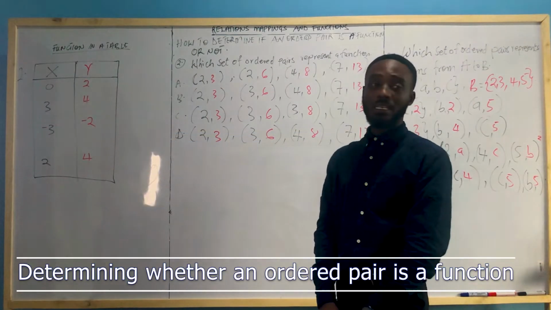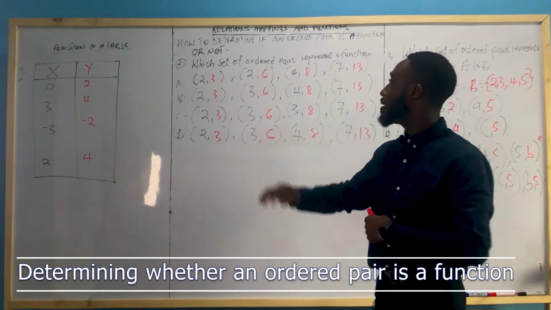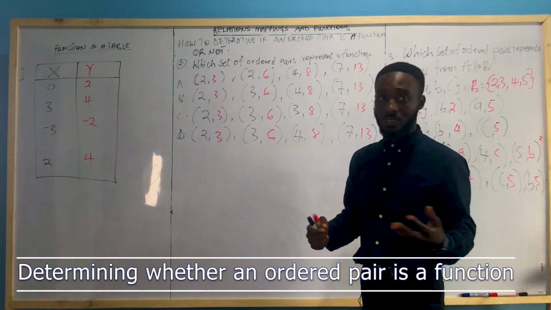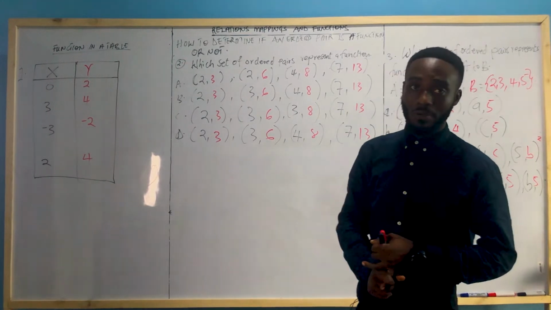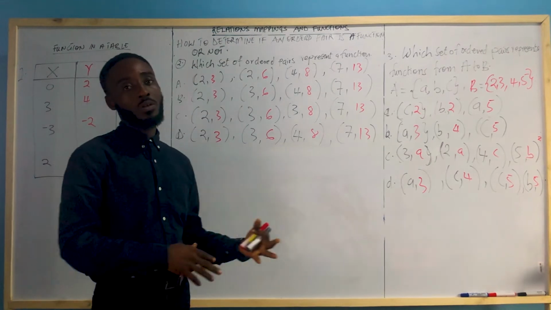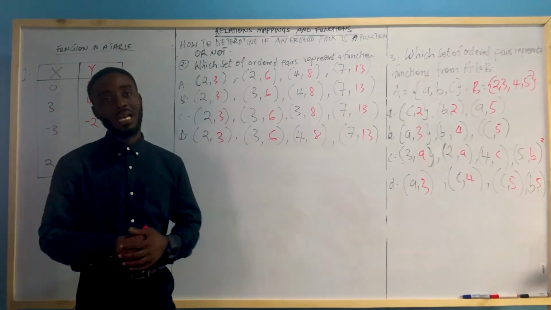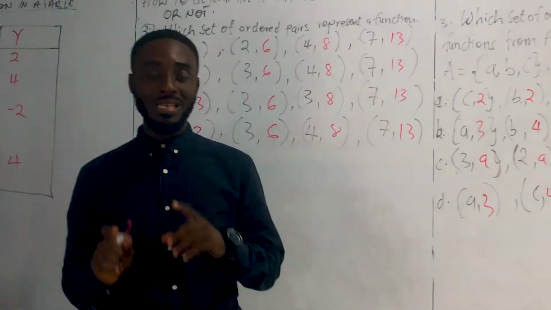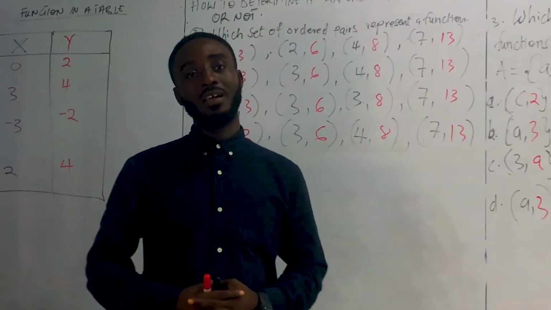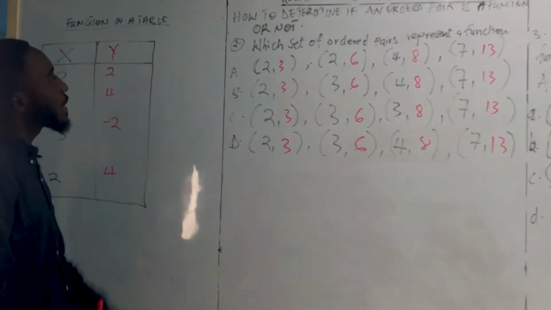Welcome to today's lesson. We want to see how to determine if an ordered pair is a function or not. We spoke about how graphs are determined to be functions or not using the vertical line test. We also saw in the previous lesson how to test an equation to see whether it's a function or just a mere relation. Now let's see this kind of question.